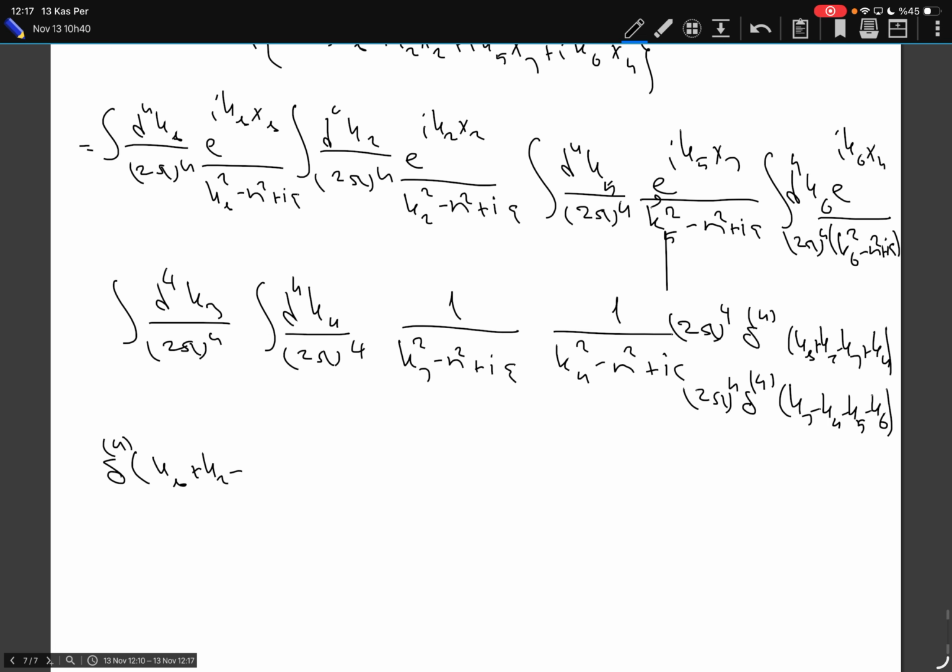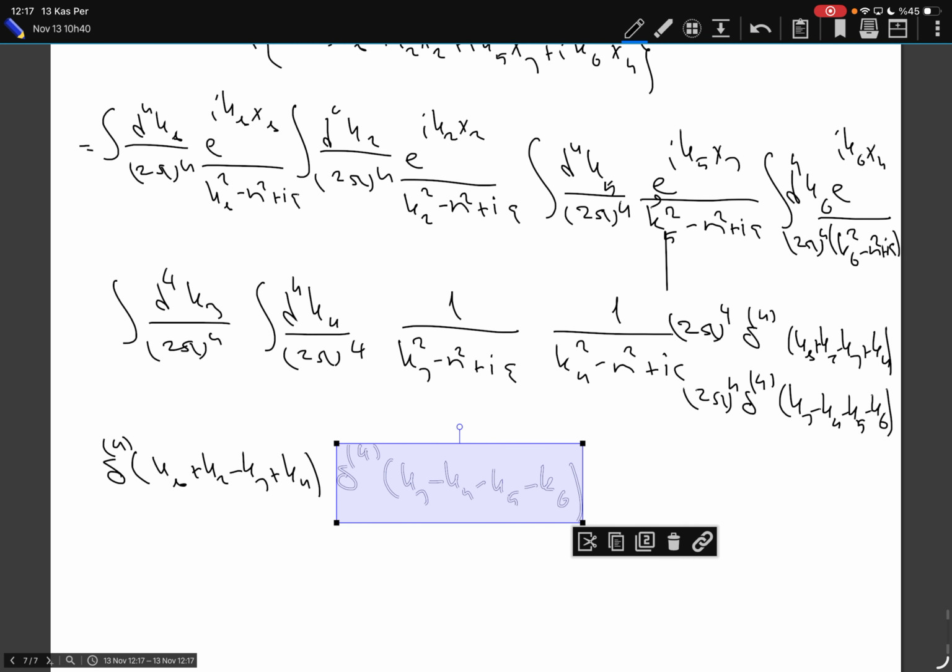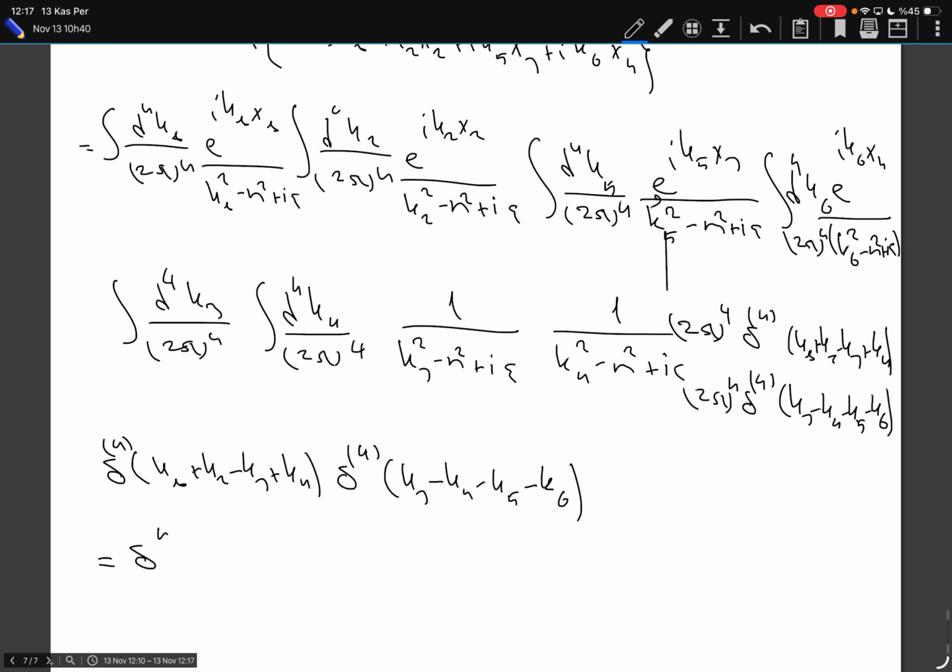k1 plus k2 minus k3 plus k4 times Dirac delta k3 minus k4 minus k5 minus k6. Well, the second Dirac delta tells me that k3 minus k4 should be equal to k5 plus k6. Those are the external momenta. So this is actually Dirac delta to the 4, k1 plus k2 minus k5 minus k6, Dirac delta to the 4, k3 minus k4 minus k5 minus k6.